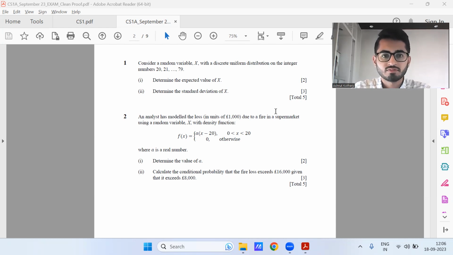So let's get started with the first one. Consider a random variable X with a discrete uniform distribution on the integer numbers 22 to 79. Part 1 was the expected value, part 2 was the standard deviation. Most of you have got part 1 correct.